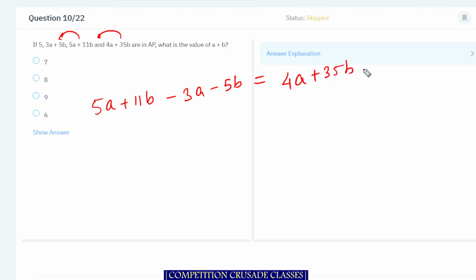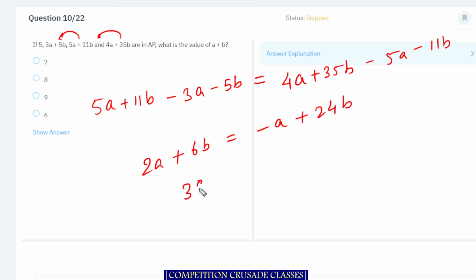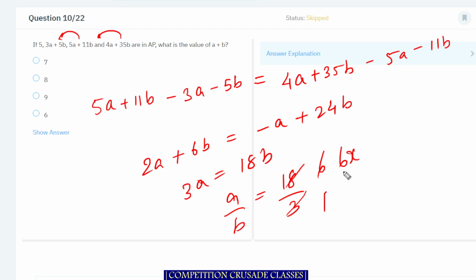I think this is a very easy question now. Okay, I can see the pattern. Minus 5a minus 11b. Okay, let's do it anyways. So this is going to be 5a minus 3a, that is 2a, and plus 6b, that is equal to 4a minus... 35 minus this is going to be 4, and 24, that is plus 24b. So 3a is equal to 6 goes from 24, that is 18b. a by b is 18 by 3, that is 6 by 1, or you can say 6x by x.